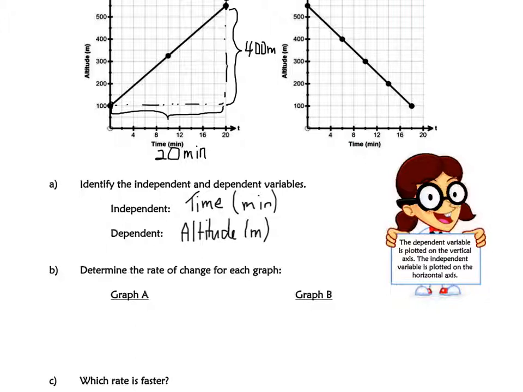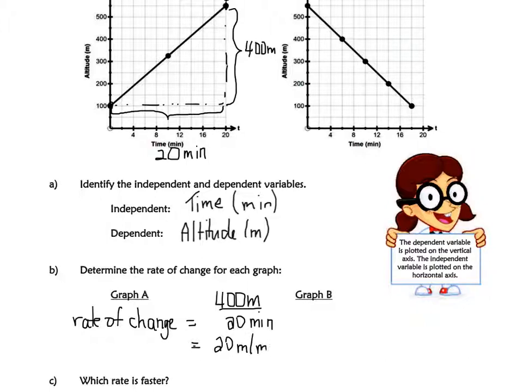So for graph A, our rate of change would equal the change in the dependent variable, which is 400 meters, over 20 minutes, or 20 meters per minute.